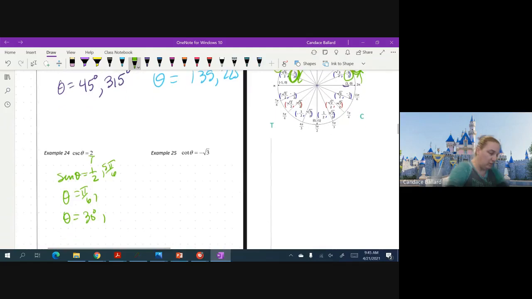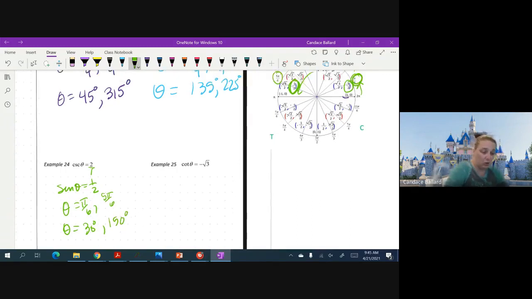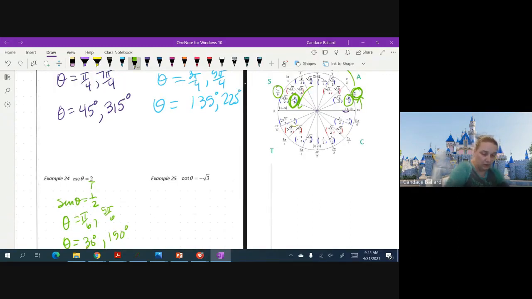Oh, I'm writing it in the wrong spot. Boy, oh boy. 5 pi over 6, which I believe is 150 degrees. And that's it, right? There should only be 2. If I keep looking, these ones were negative, so we're good. Okay, hopefully making sense. Again, we're reversing our coordinates today. We're trying to find those angle measures.